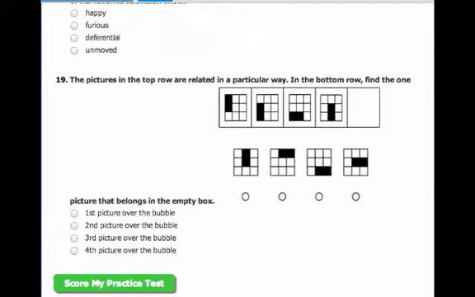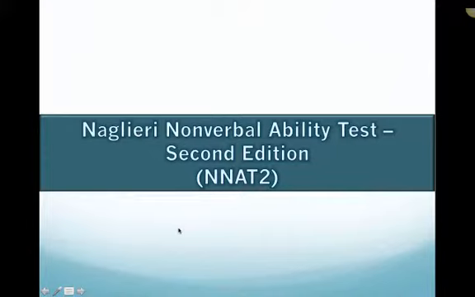The last test that I want to look at in this segment is the Naglieri Nonverbal Ability Test, second edition, also known as the NNAT2. This test uses progressive matrices to allow for a culturally neutral evaluation of students' nonverbal reasoning and general problem-solving ability, regardless of the individual student's primary language, education, culture, or socioeconomic background.